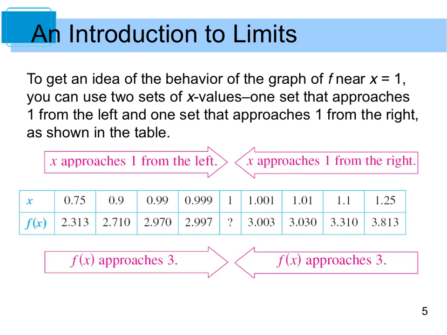This is technically undefined, but as we're approaching x from the right, y is approaching 3, or the function is approaching 3, and from the left too. 0.75, 0.9, 0.999, 0.9999, and you can get it closer and closer by increasing the value placement here, 0.99999, and you're going to get closer and closer to 3.